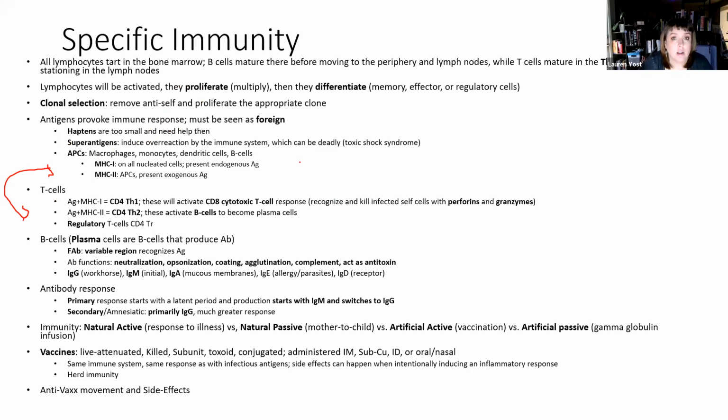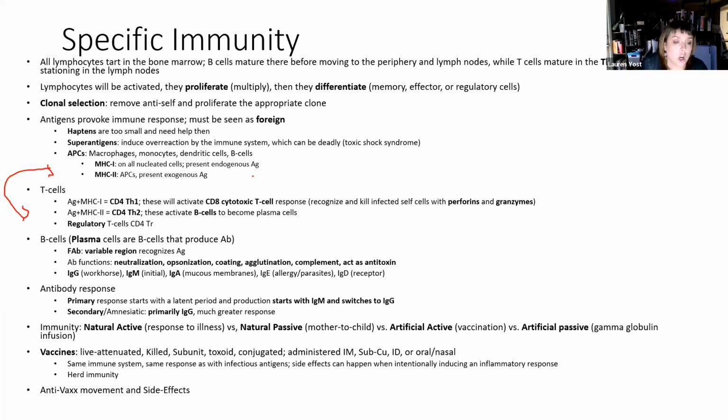Next, so that's on all cells. Endogenous antigen. So that doesn't just mean yourself. It means anything that could be growing inside of you, like a virus, for example, or cancer when things are going wrong in there. Okay, so that's MHC1. Any cell can do that. And that will essentially start the pathway to activation to kill things that are inside the cell.